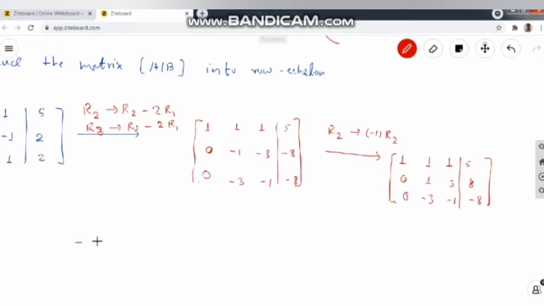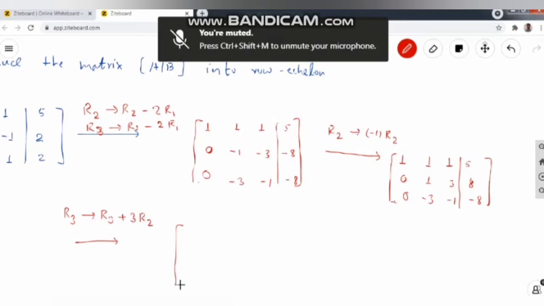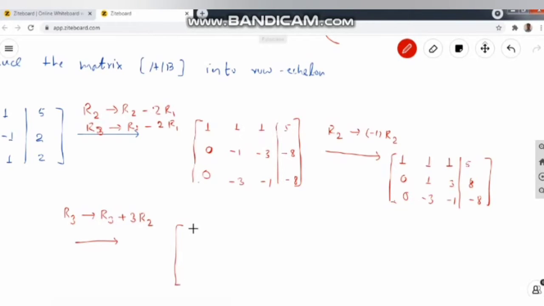Next, now in the second row, the first non-zero entry is 1. Now the next thing, we have to make this entry minus 3 into 0. So for that we will apply the elementary operation R3 is replaced by R3 plus 3R2. So the first row is the same, 1, 1, 1.